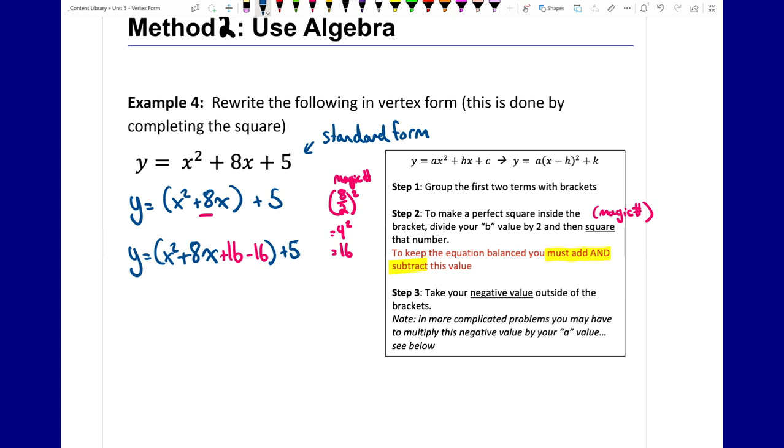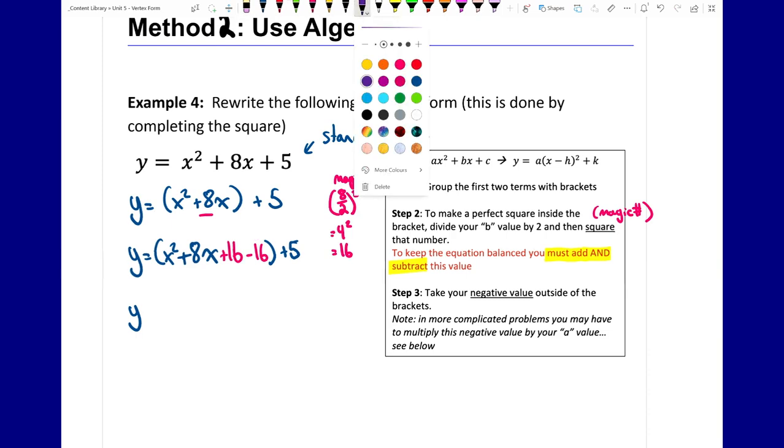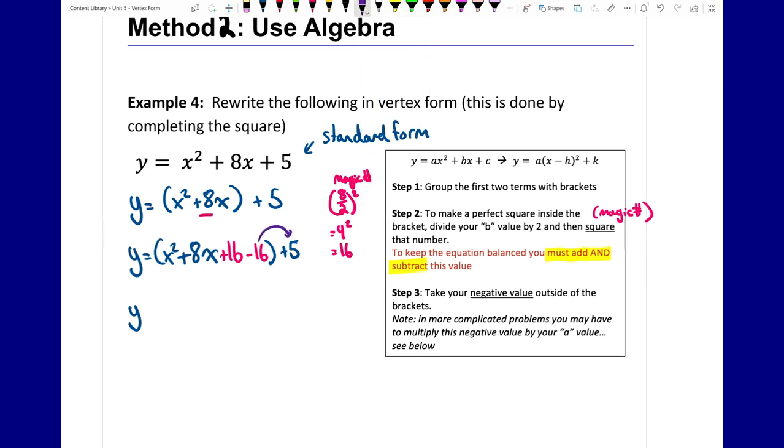So I haven't changed anything yet to my equation, right? If I look at the numbers, nothing's really changed. Yes, I have 2 new values, but I've added it and I've subtracted it. They cancel each other out. We're not going to cancel them out though, because the next step said is to take your negative value outside of the brackets. So that means that this minus 16 is going to now move on the outside of the bracket, and I'm going to collect it with the 5. So I'm going to have x squared plus 8x plus 16 plus 5 minus 16.